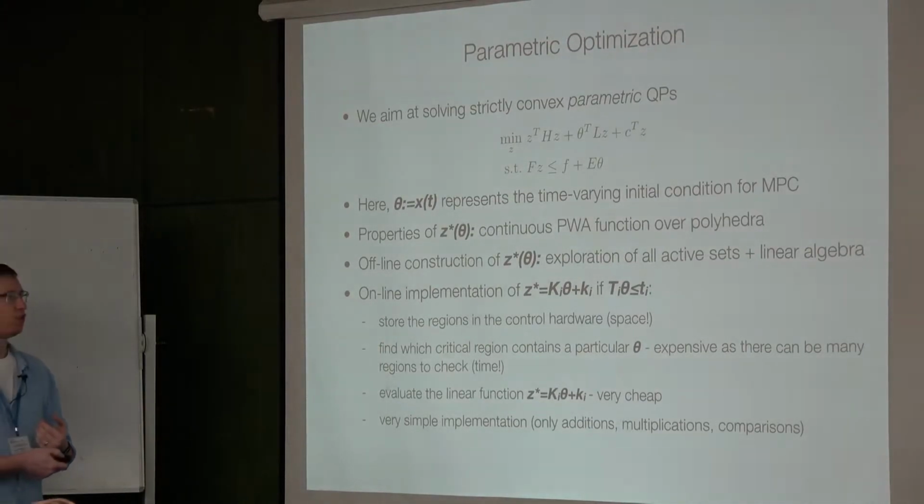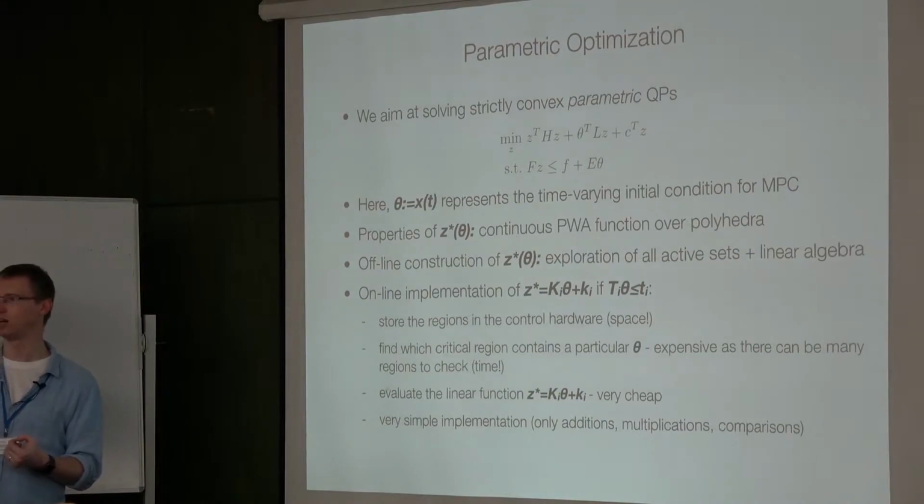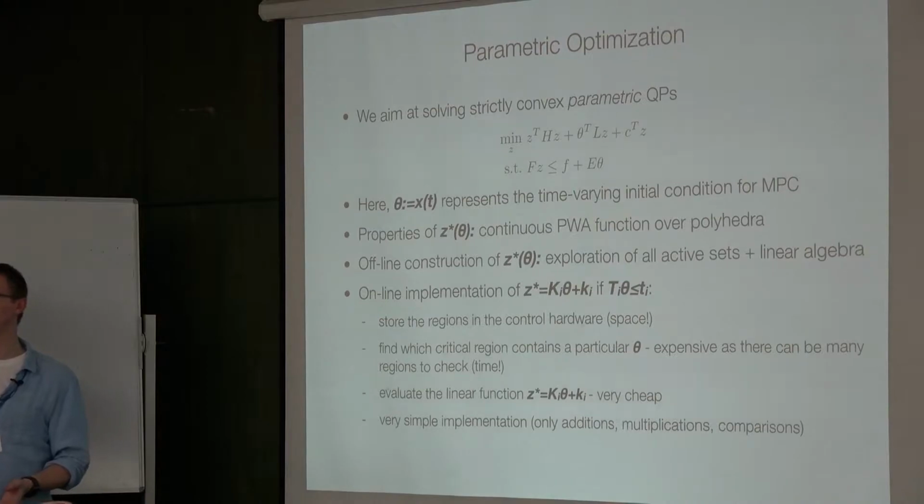We need to find out which of these regions contains the particular measurement of our parameter. Again, that's the state estimate which comes online. So among all those regions, we determine which of them contains our measurement, and then we just apply the corresponding feedback law. That's why I say, I mean, it's easy. It's not that easy, because it takes space. First, we need to store all those regions in the control hardware, and it also takes time to find which of the regions is currently active for a particular measurement.